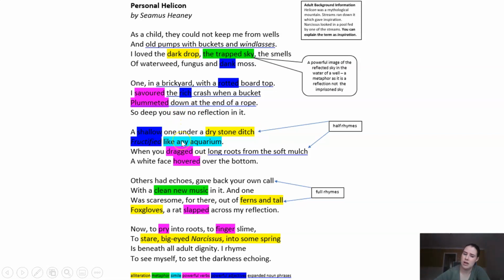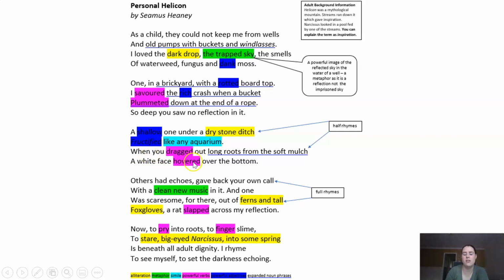Got a simile here, like an aquarium. We've got dragged and hovered, again, your powerful verbs. So when you dragged out long roots from the soft mulch, rather than just pull them out or pick them out or weed them out, you've dragged them out. So it's the idea of something being long and laborious, which it says here, long roots. It's going to take a long time to pull something out that's long, so you drag it. It's a really long process.